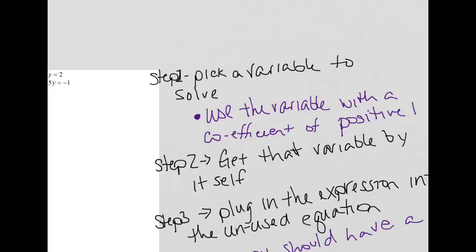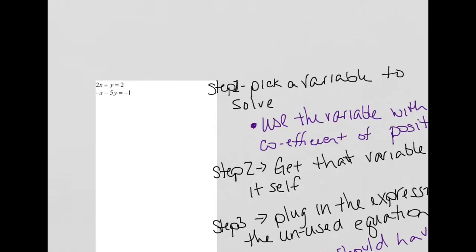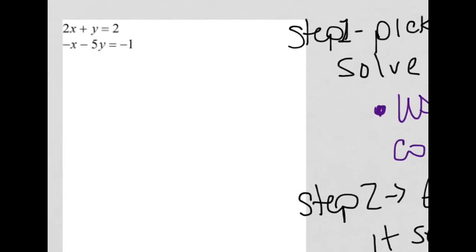So step one was we want to pick a variable. You want to find a variable that has a coefficient of positive 1 already, because it makes it much easier to solve for. So when I look at my equation, I skim very close. This one has a coefficient of 2. That x has a coefficient of negative 1, which is close, but not what I'm looking for. That y has a coefficient of negative 5, and that y has a coefficient of 1.